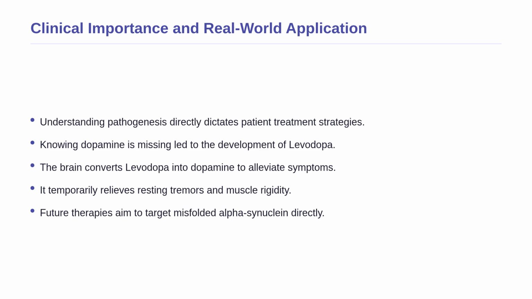Now that we know the biological mechanism, we can see why this knowledge is absolutely crucial for real-world medicine. Understanding the exact pathogenesis directly dictates how we treat patients suffering from Parkinson's disease. Because scientists discovered that the core issue was a lack of dopamine due to dying neurons, they were able to develop a medication called levodopa. When a patient takes levodopa, the brain converts it into dopamine, temporarily replacing what is missing and alleviating debilitating symptoms like resting tremors and muscle rigidity.